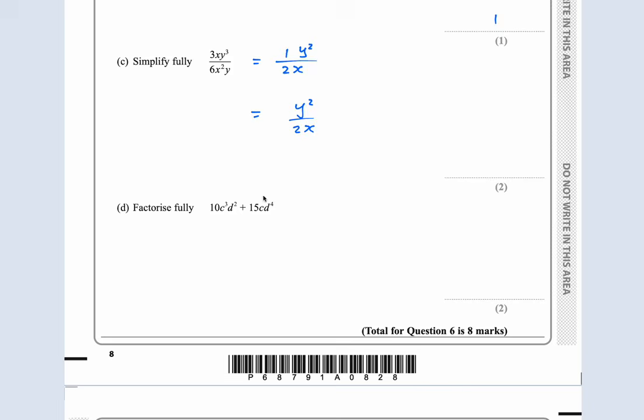Factorize this. Common number is 5. 5 goes into 10 and 15. Common c is just c, because there's a c here and here. And then d squared, because there's a d squared here and a d squared there. And I get 2 here. c times c squared gives me the c cubed, and there's no d because I have my d squared, plus 3 to give me the 15. No need for a c because there's only one c, and d squared because d squared times d squared gives me d to the 4.